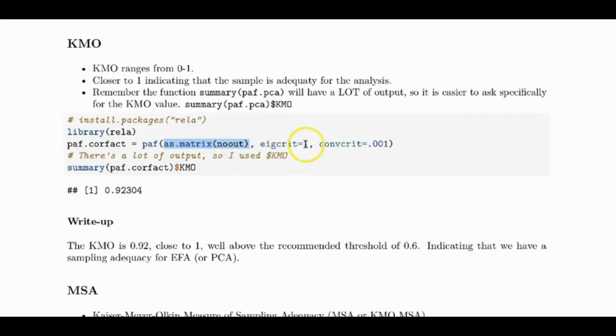We're going to give it the eigenvalue criterion 1. And this is the convergence criterion, so it notes when to stop, and you can just leave it like that. It's by default 0.001. So I stored everything into path.core, and again, it's a lot of output, so I just use $ to get the KMO, and it's pretty close to 1, so I'm pretty happy with that value. That's telling us that the sample, the data that we have, is appropriate for factor analysis.